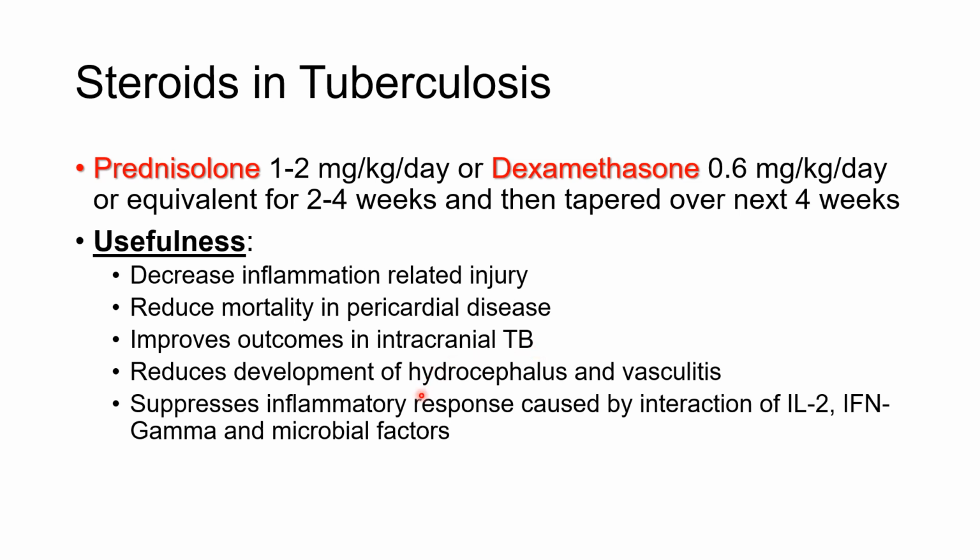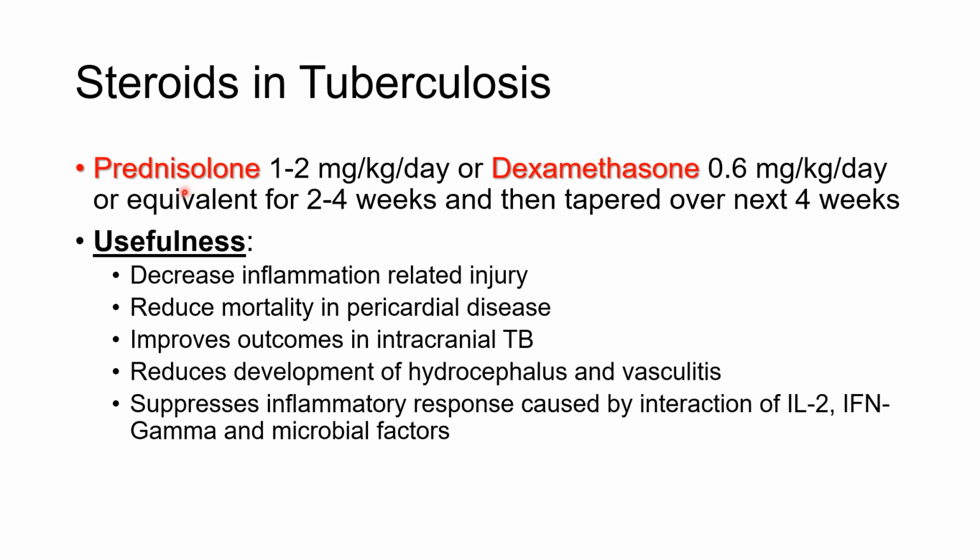We already know the known complications of tuberculosis due to basal exudates, that is hydrocephalus and vasculitis, and there will be inflammatory response mediated by interleukin 2, interferon gamma and microbial factors. All these mechanisms are immune mediated mostly. So to reduce those immune mediated injuries, we have to give steroids, and the steroids are helpful in preventing all this. What steroid do we give?